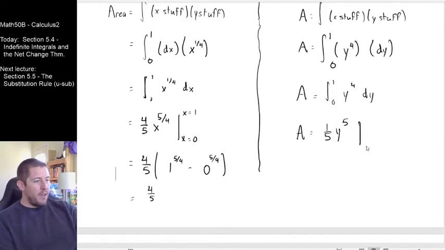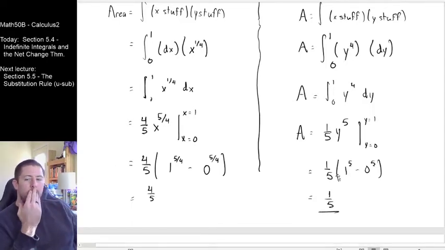I can go ahead and evaluate this from y equals 0 to y equals 1. And again, it looks like I'm going to get a nice and easy evaluation right here. This is 1/5 times 1 to the 5th minus 0 to the 5th, and this is just going to be 1/5. So now my question is, where did I go wrong in my previous one right here?